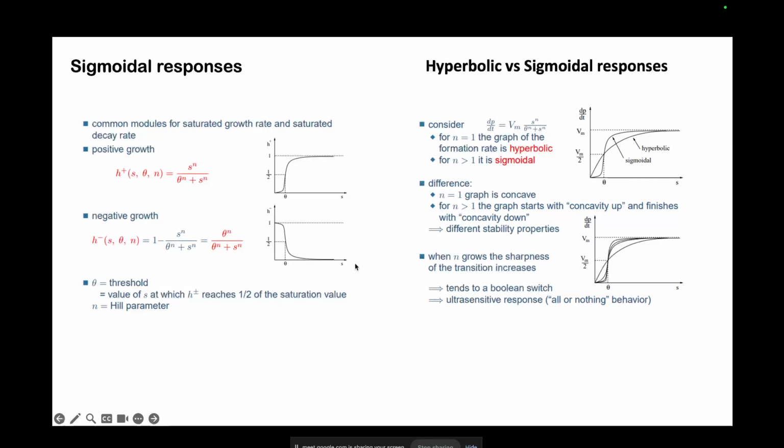And similar is the case for negative growth, where the concentration reduces and then reaches a plateau. This is different from the Michaelis-Menten hyperbolic curve by the fact that if your theta to the power n, the value of n is equal to 1, this becomes a hyperbolic curve, which is similar to your Michaelis-Menten. But if your n is greater than 1, it becomes a sigmoidal curve. And if n is less than 1, it becomes the opposite of the sigmoidal curve, so convex or concave, depending on that.